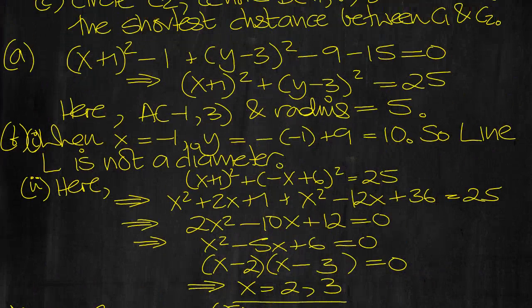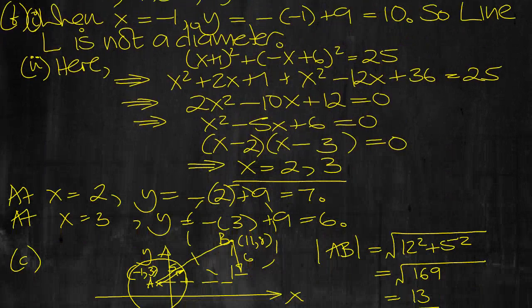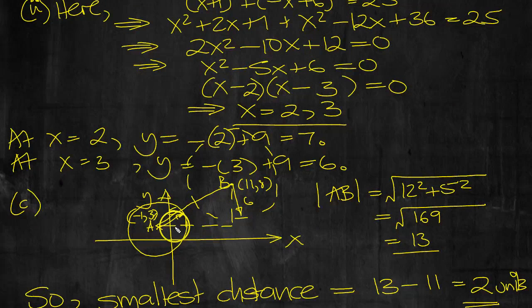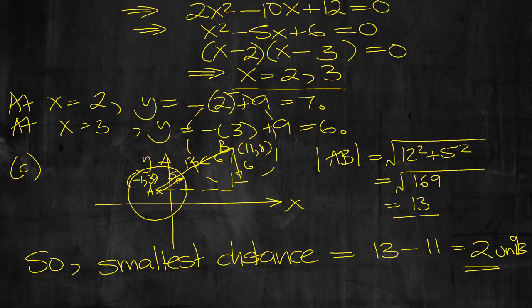Okay, so that looks like the smallest distance in part C between the two circles, because the centers were 13 apart. This distance was 5 and this distance was 6 between the centers, so the smallest distance here would be the difference, 13 minus 11, which is 2.